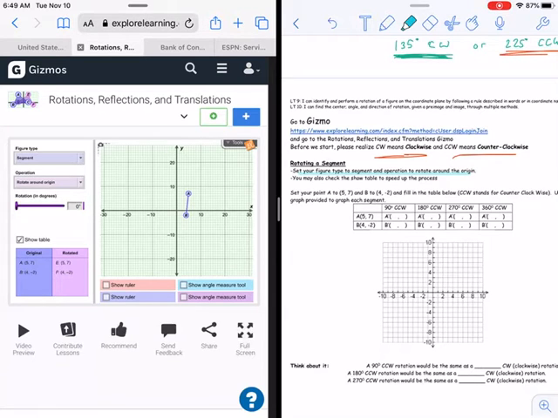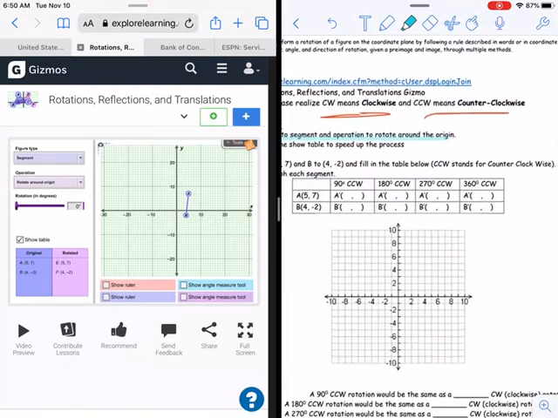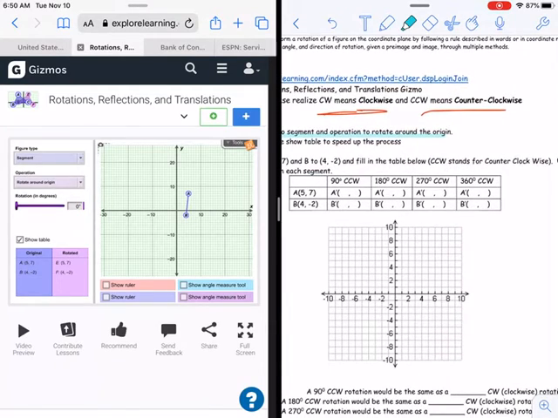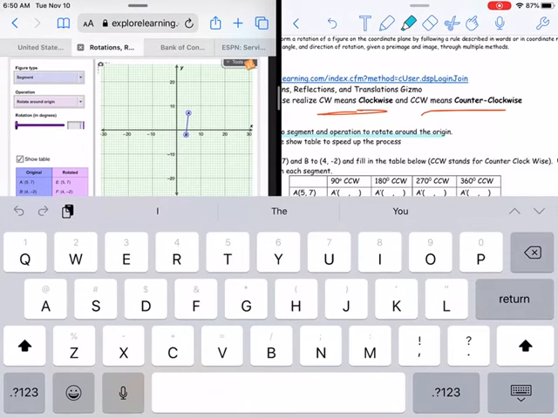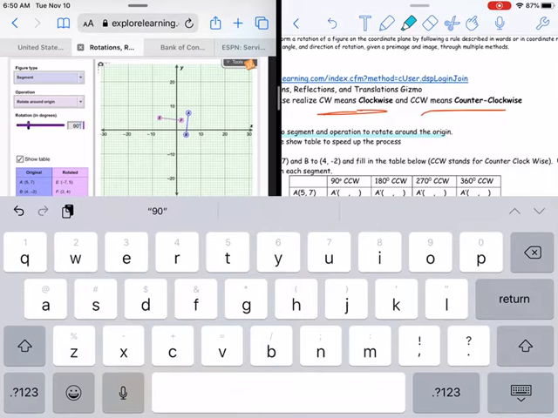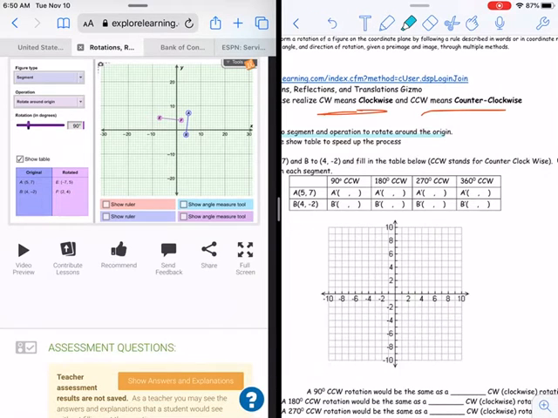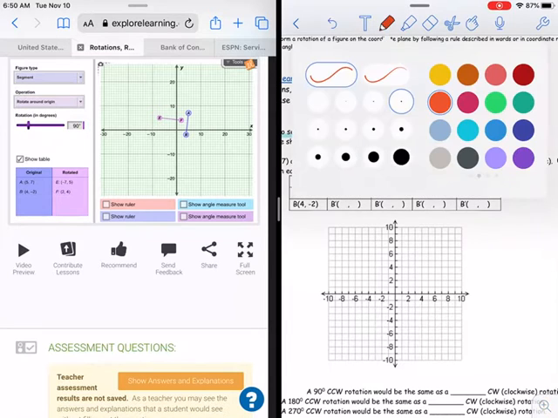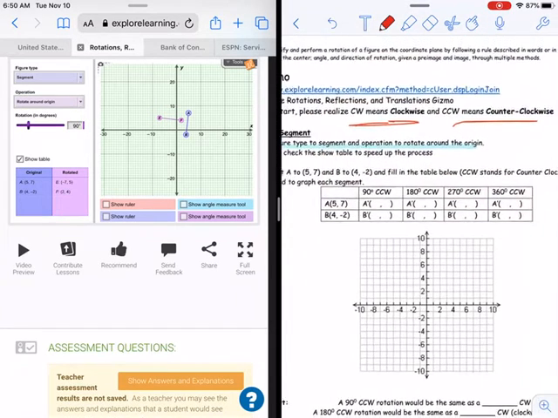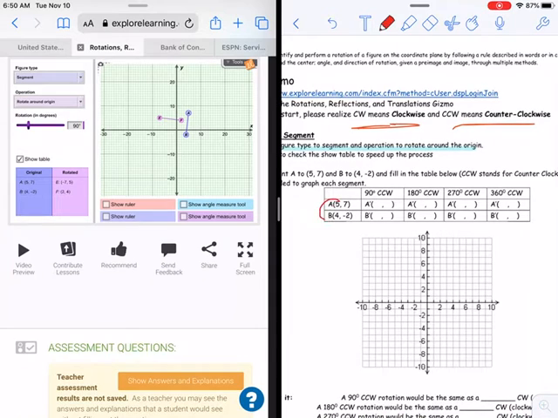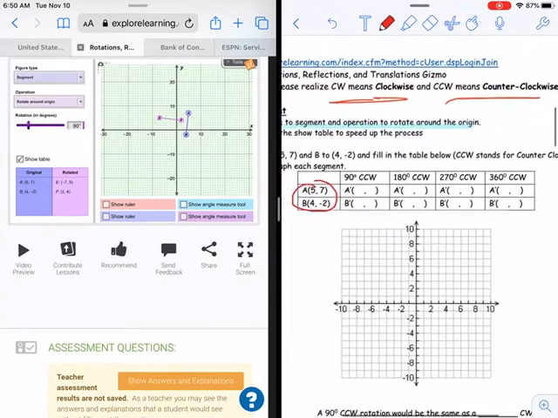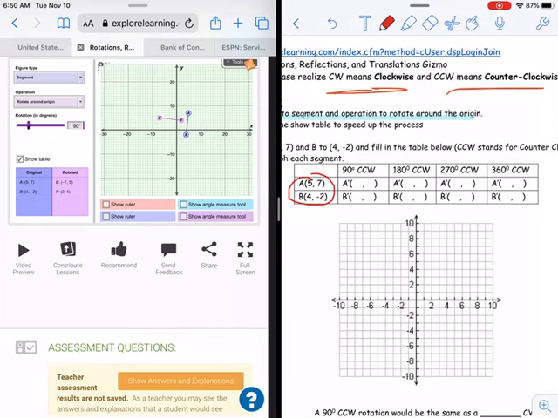So we're just gonna do each rotation. We're gonna go counterclockwise. When we do this, it's probably easier to tap and type in 90 degrees, and boom, there we go. First off, let's start with our original points. Sometimes I like to circle A, B in red, which A was 5, 7, and then B was 4, -2.